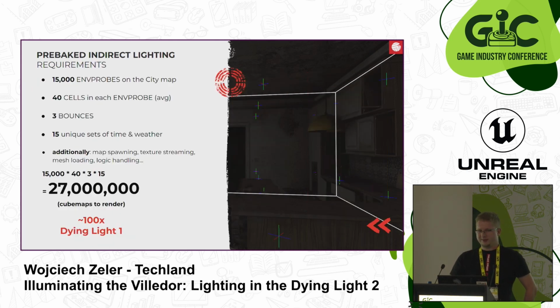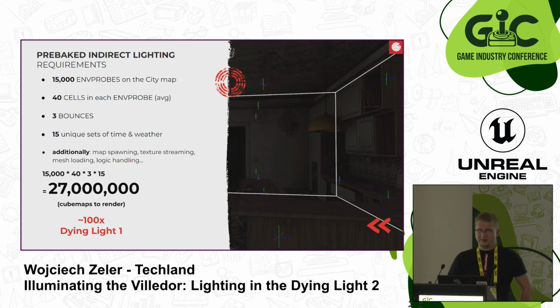But the problem was the size and scale of our city. In the first Dying Light, each N probe had only one cell. But in Dying Light 2, we decided to introduce cells because we wanted to improve the quality of indirect lighting.